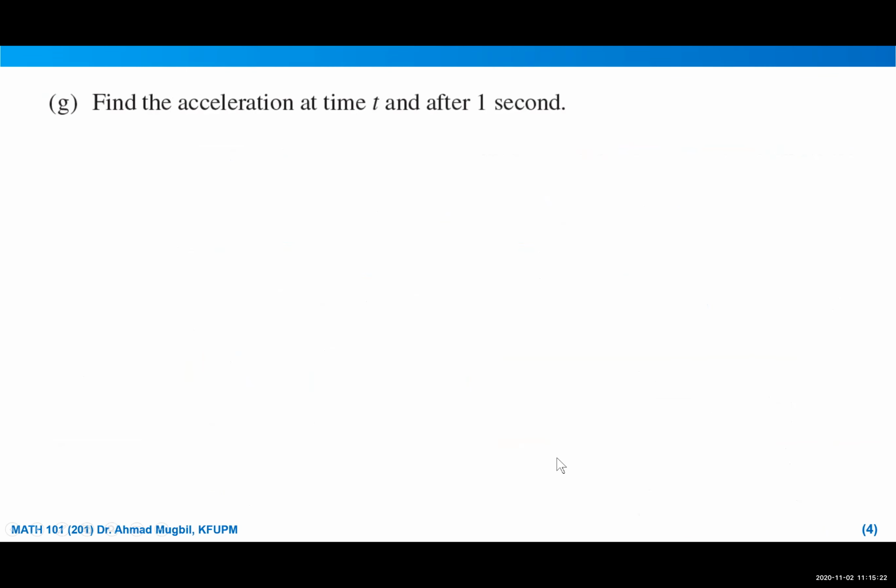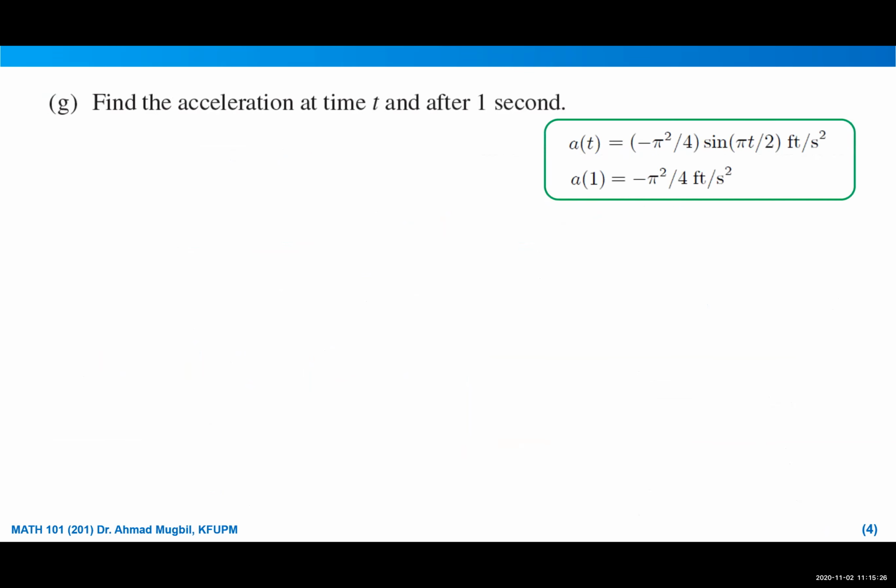Now find the acceleration at time t and after 1 second. The acceleration is the first derivative of the velocity. So do you remember what was the velocity? The velocity, it was pi over 2 cosine pi t over 2.